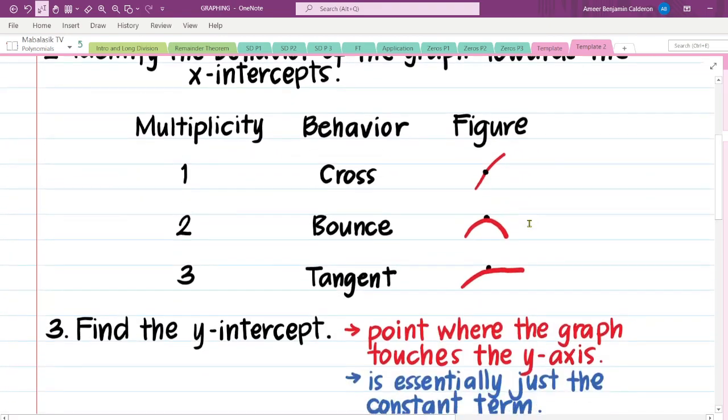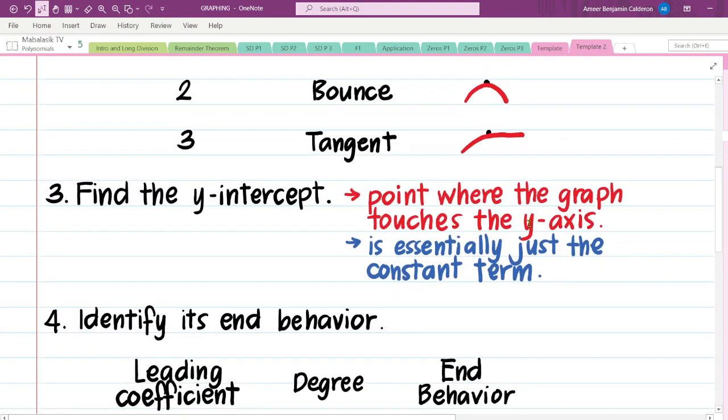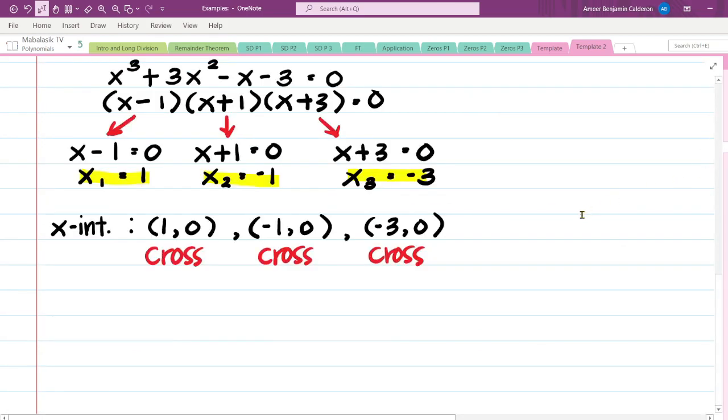How about our third? Find the y-intercept. So that's essentially just the constant term. So if we are going back to our polynomial equation, we have here negative 3. Therefore, the y-intercept is (0, negative 3).